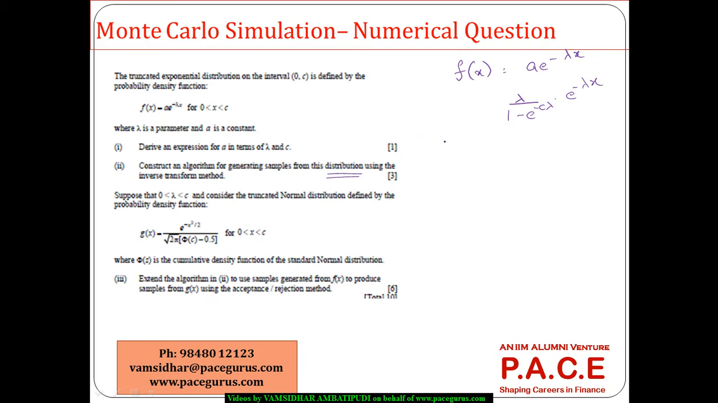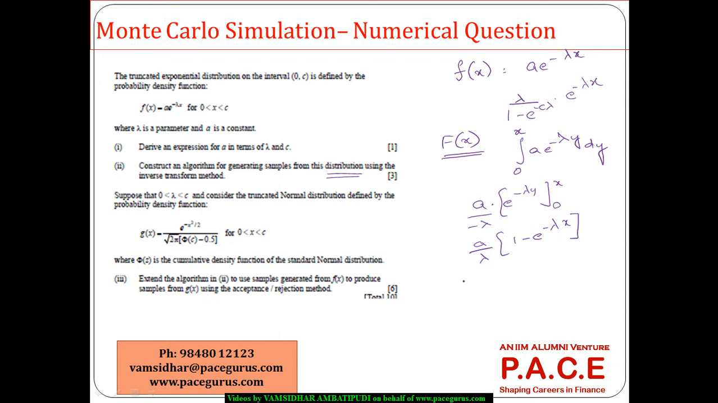Now the inverse transform method requires me first of all to come out with the capital F of x, which is the cumulative distribution function. Right? So for this, to find the cumulative distribution function, I am integrating between 0 to x, a e power minus lambda y dy. A will be substituted later. So it is as good as a times e power minus lambda y by minus lambda, substituting x and 0 here, which gives me a by lambda times 1 minus e power minus lambda x.